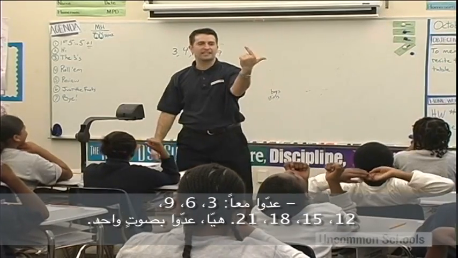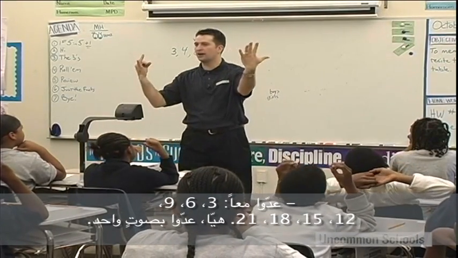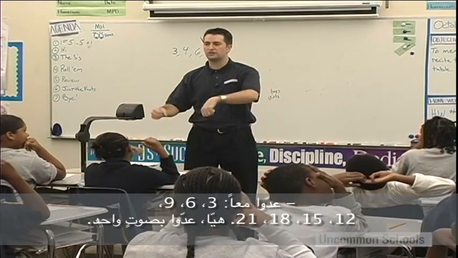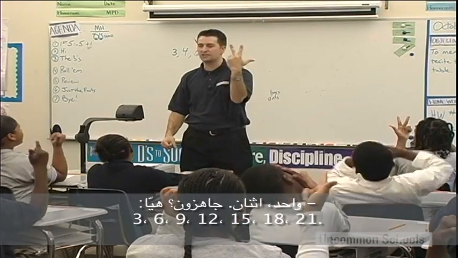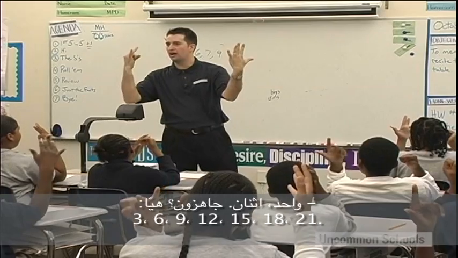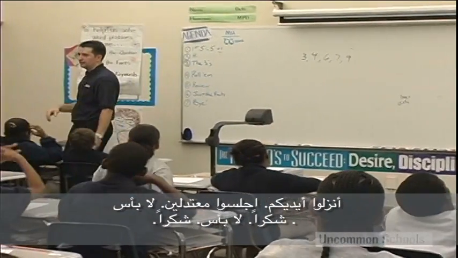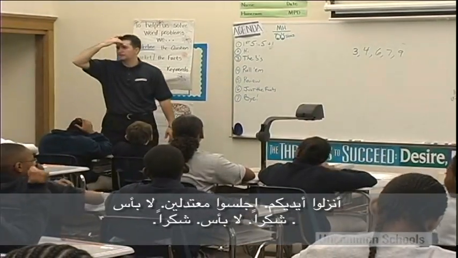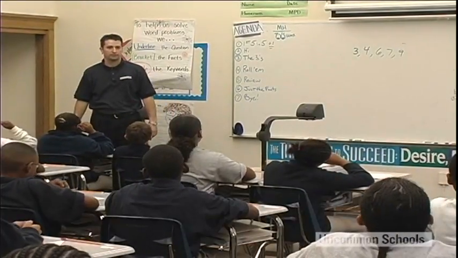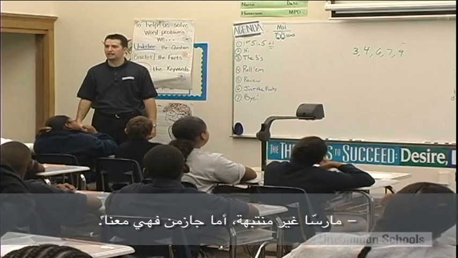Everybody, 3, 6, 9, 12, 15, 18, 20. Everybody, 1, 2, ready, go. 3, 6, 9, 12, 15, 18, 20. Duke's down. Show me slant. It's okay. Thank you. It's okay. Thank you. I don't have Marissa, but I do have Jasmine.